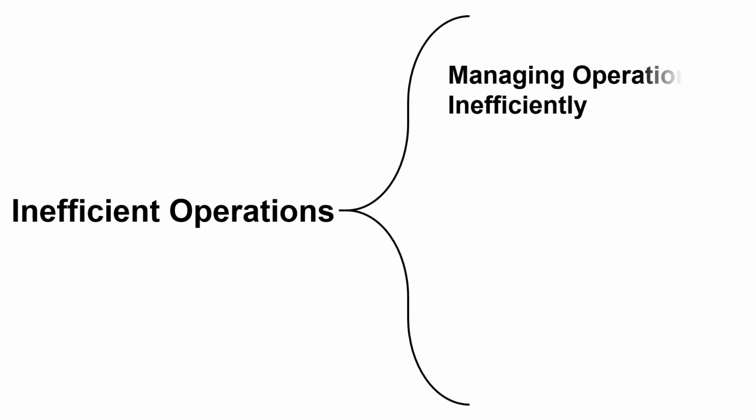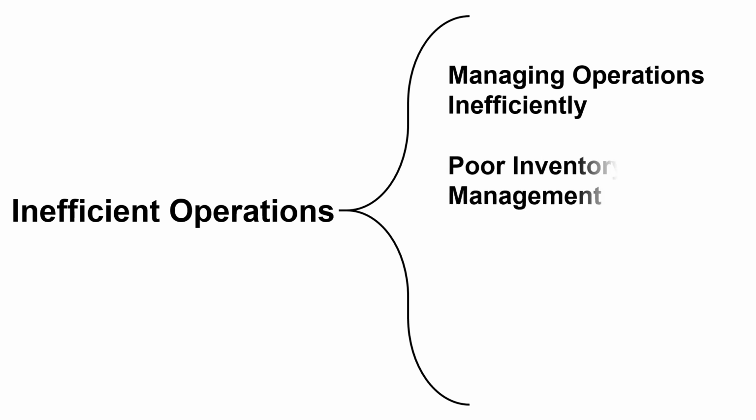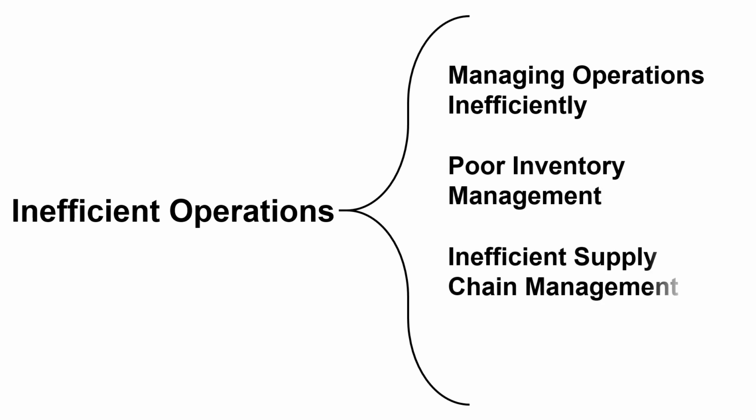Inefficient operations. If a company is not managing its operations efficiently, it may experience a decrease in its operating profit margin. This could be due to various factors, such as poor inventory management, inefficient supply chain management, or overstaffing.